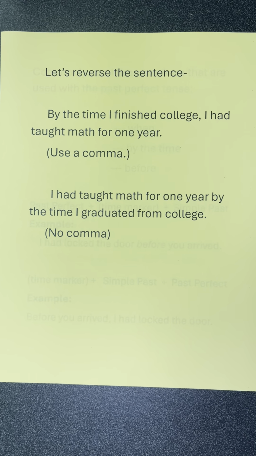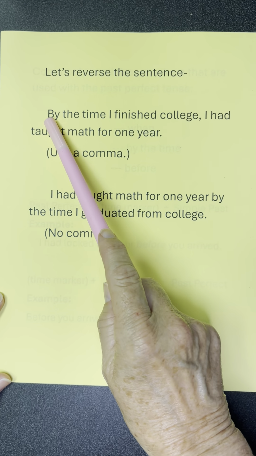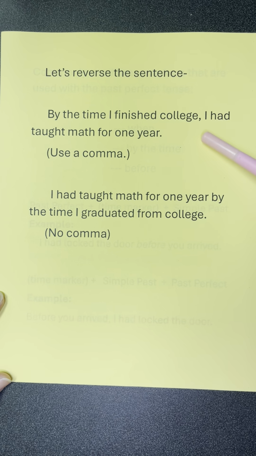Okay, let's take that sentence and reverse it. So by the time I finished college, okay, we'll talk about this. This is called a time marker, but it's at the beginning. We will need a comma in the middle of the sentence. By the time I finished college, I had taught math for 1 year. Now, we can reverse the sentence, remove the comma, and it will go like this. I had taught math for 1 year by the time I graduated from college.